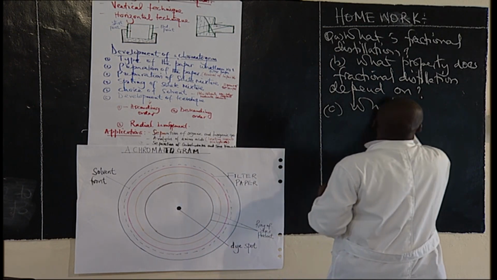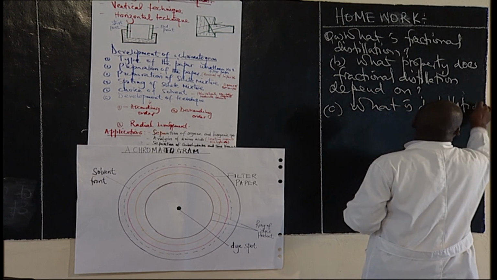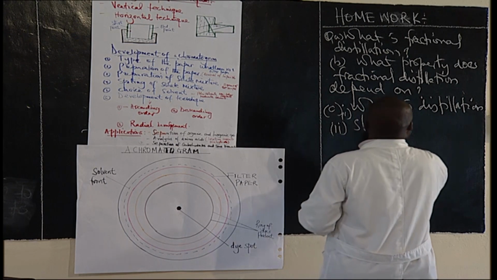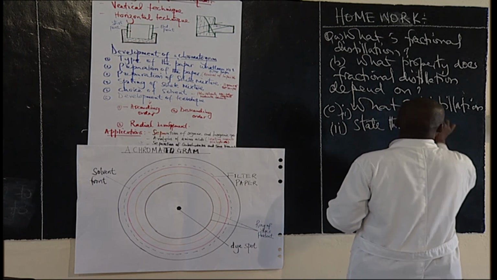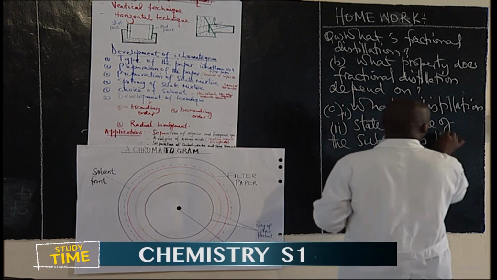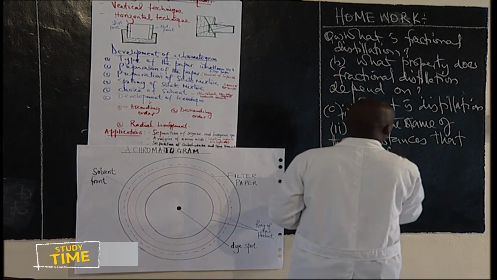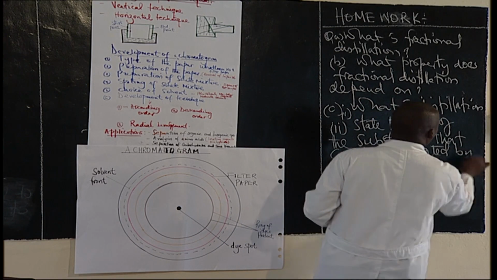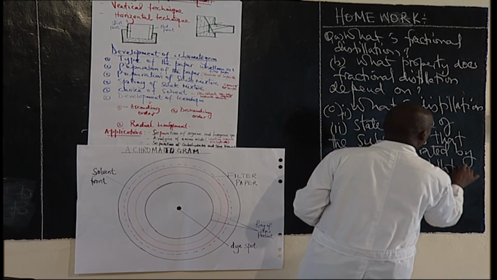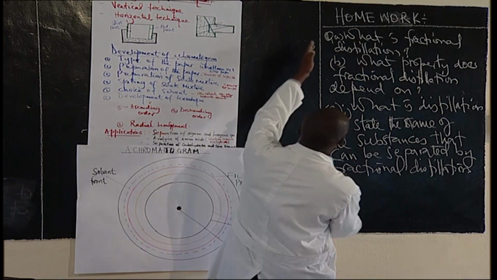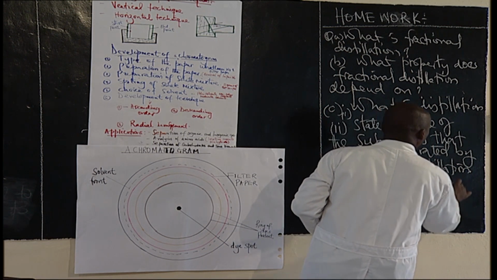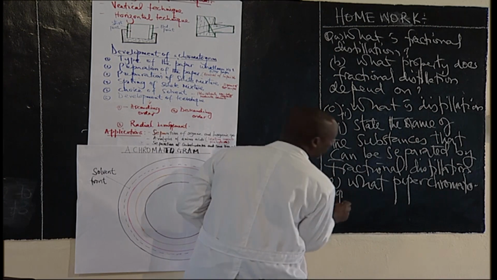C: what is distillation? Number two: state the names of the substances that can be separated by fractional distillation. Number D: what is paper chromatography?